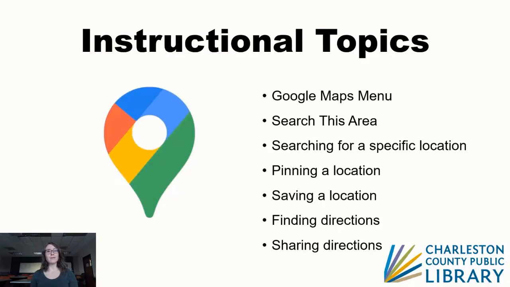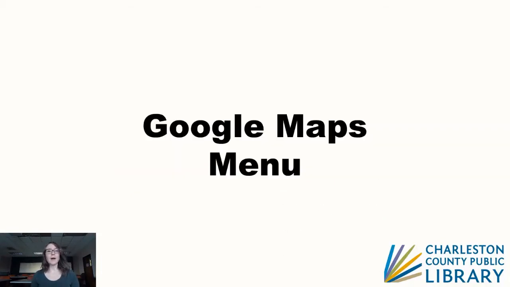Before we dive into the live demonstration of Google Maps, here is a quick list of instructional topics that we will go over. This includes a brief review of the Google Maps tri-bar menu, how to search this area, how to search for a specific location, how to pin a location, save a location, and then finally, how to find directions and then share those directions. Let's begin by looking at what the Google Maps tri-bar menu has.